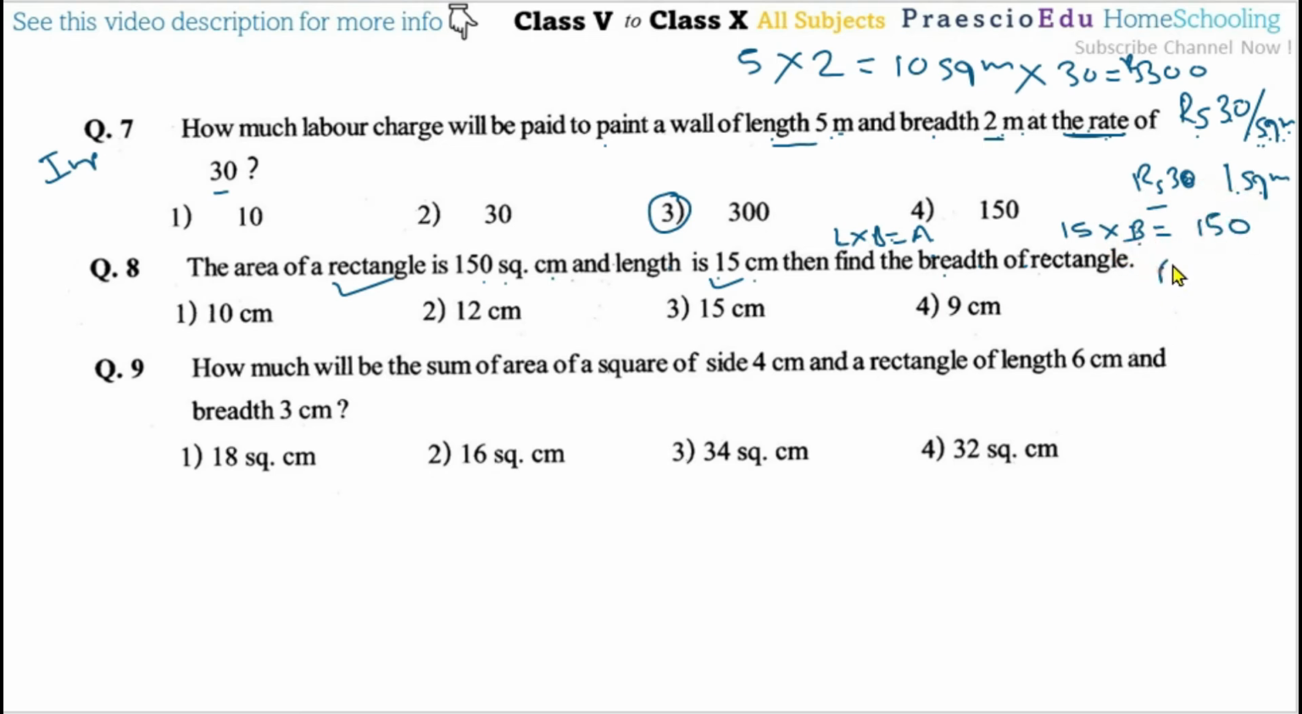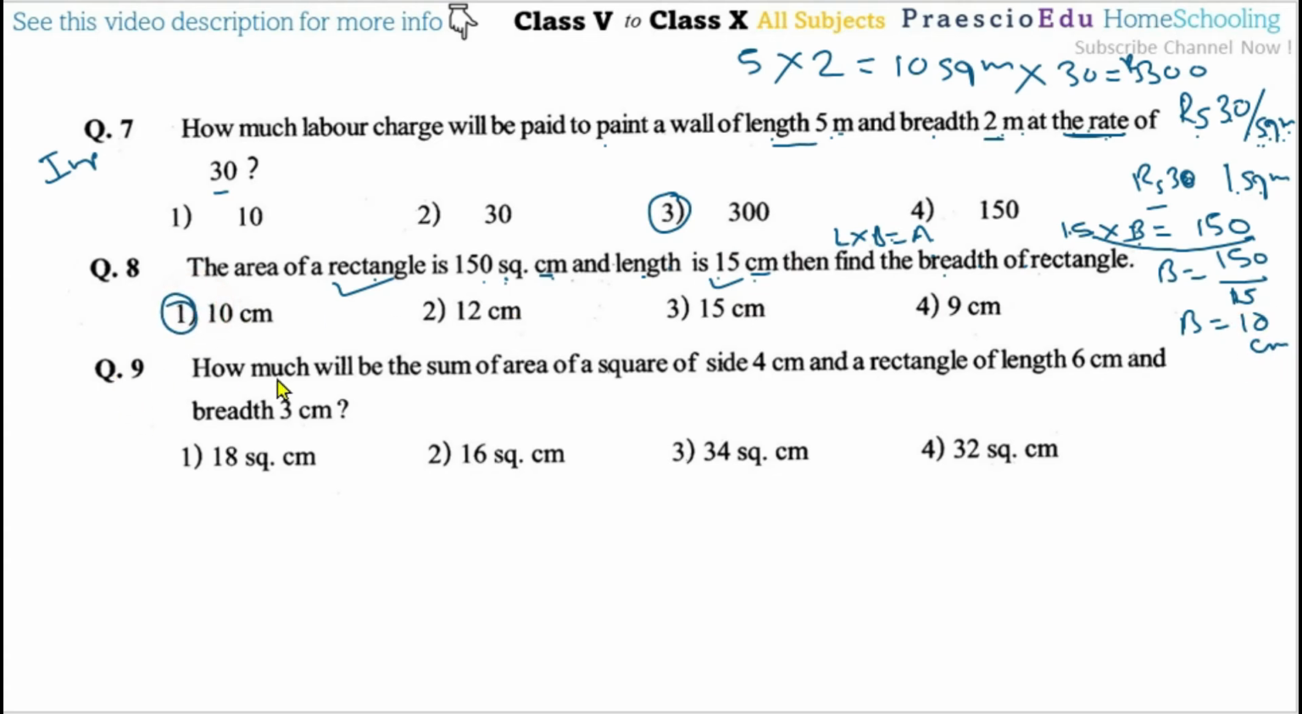So now B is equal to 150 divided by 15, because this is multiplication on this side, it goes to the other side and it will divide. So B is equal to 10, that is, 150 divided by 15 is 10. So 10 centimeter, because the area is in square centimeter and the length is also in centimeter, so the unit will be kept the same. So this is 10 centimeter.